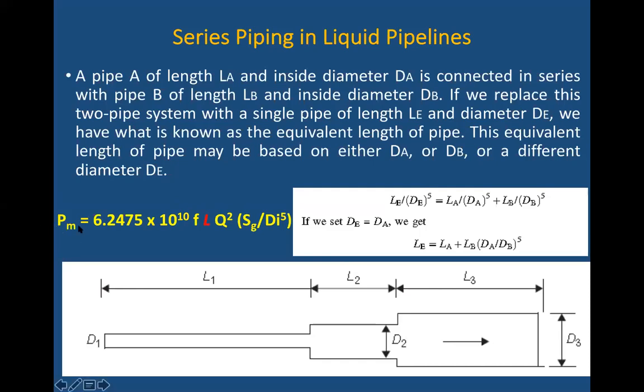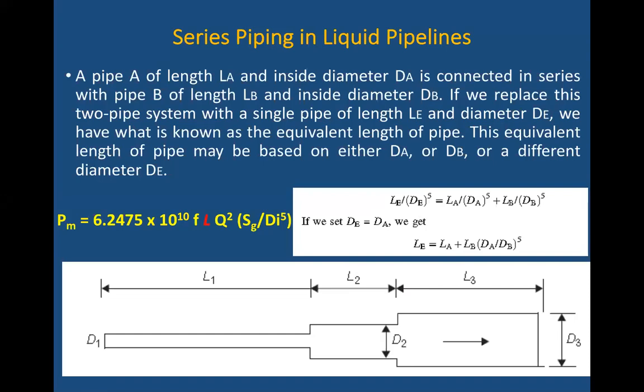Now, if PM of the equivalent pipe equals PM of A plus PM of B, for pipe A and pipe B, once you put this equation on both sides, you will see that LE by D to the 5 equals LA by DA to the 5 plus LB by DB to the 5. We can also set D equal to DA, because this is the diameter of the equivalent pipeline. And we can get the final equation: LE equals LA plus LB into DA by DB to the power 5.